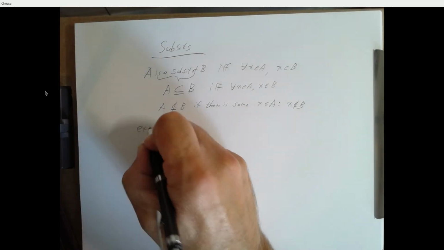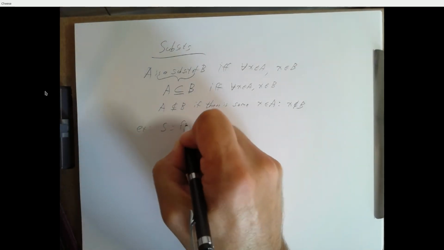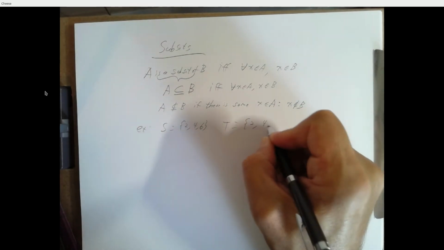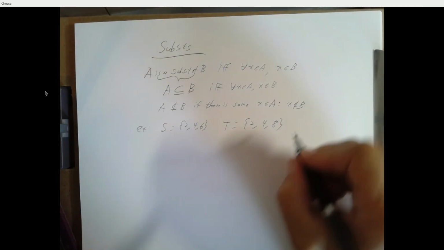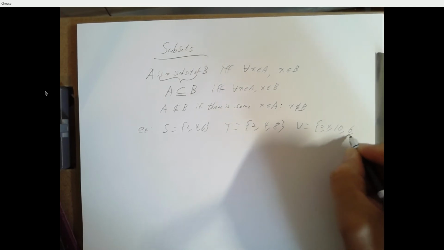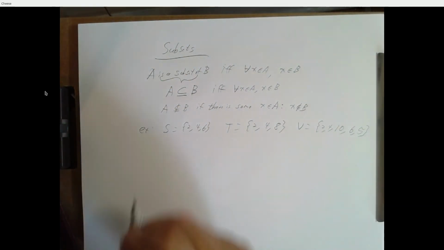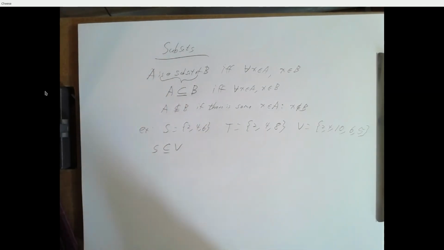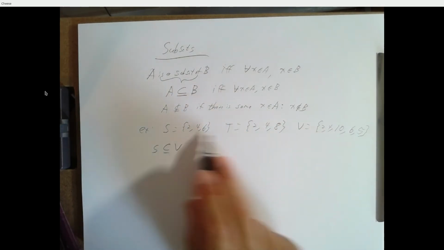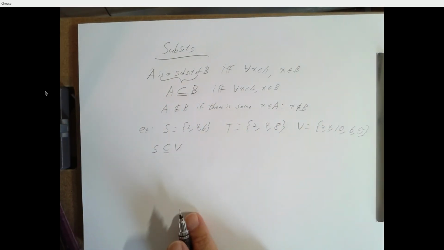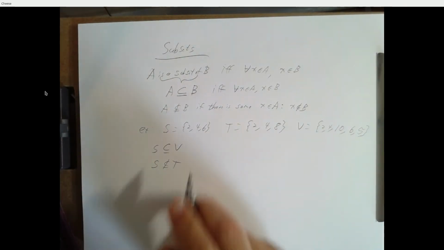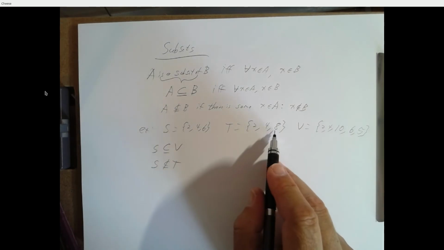So for example, let the set S equal {2, 4, 6}. Let the set T equal {2, 4, 8}. And let the set V equal {2, 4, 10, 6, 5}. So S is a subset of V because every element in S is also in V. 2 is in V, 4 is in V, 6 is in V. But S is not a subset of T because there's an element 6 in S that doesn't belong to T.